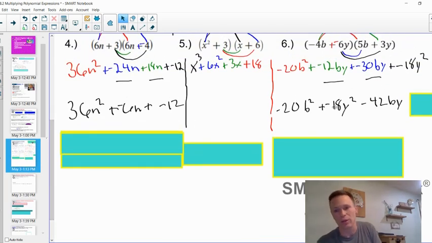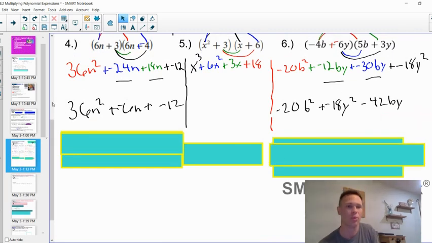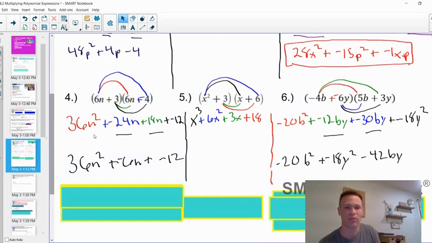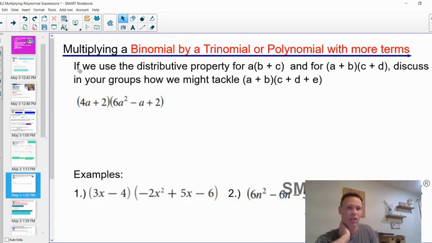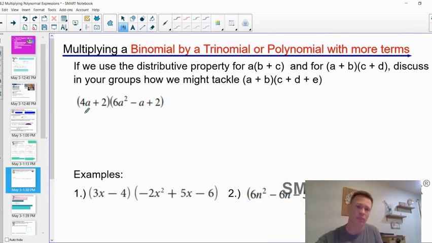Negative 20b squared, negative 18y squared, and negative 42by. So I think that is pretty straightforward. It's not much different than what we've been doing with our previous lesson. But what if I ramp it up a little bit? Now I don't have a binomial times a binomial. I have a binomial times a trinomial.